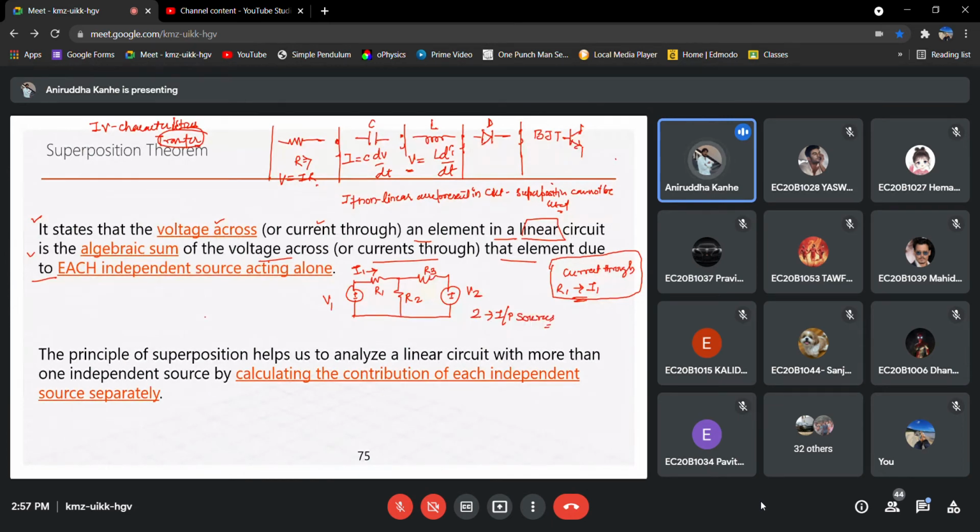So when they are acting alone, that means what? Let us say V1 is acting alone, then how will the circuit look? The circuit will look like this. Since it is a voltage source, we will short circuit it.